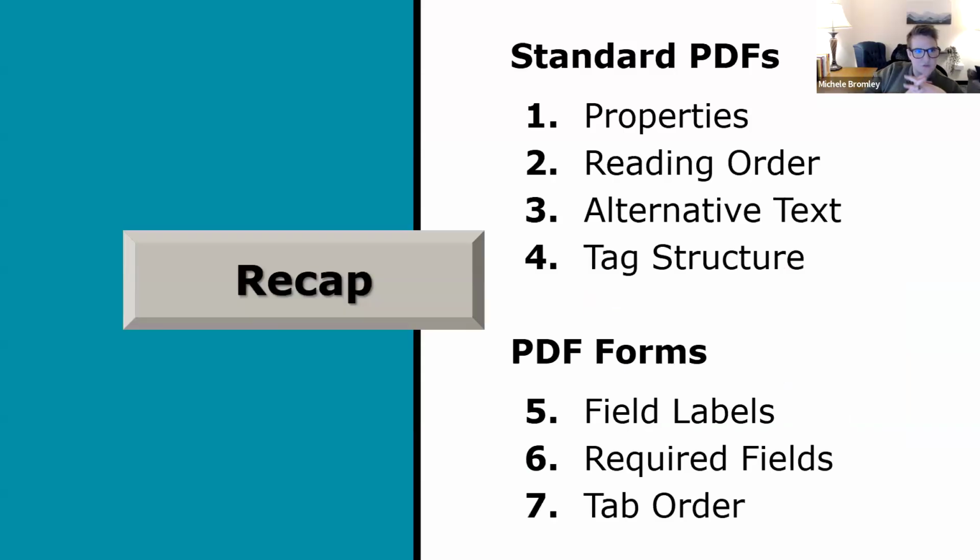So let's recap. And if you're thinking, 10:27, and we're already talking about recap, the reason why is because I want to make sure that we have maximum time for Q&A for PDF accessibility. It's a tricky one. So first, optical character recognition, or a brand new, more accessible PDF. Regardless, for standard PDFs, once you make sure that text is recognized: properties, reading order, alternative text, and tag structure. And for PDF forms: field labels, required fields, tab order, and then a quick circle back to tag structure.